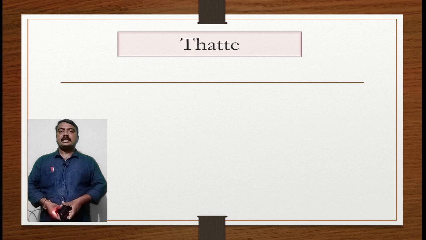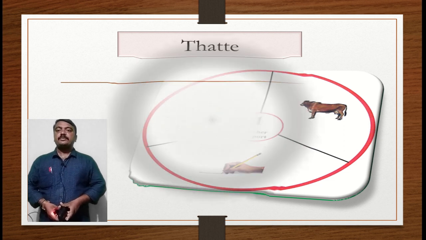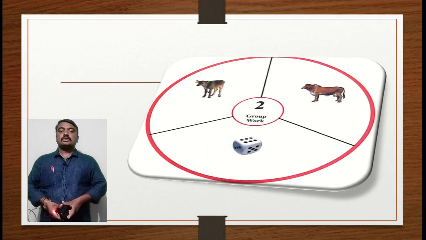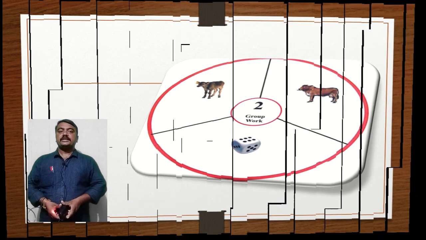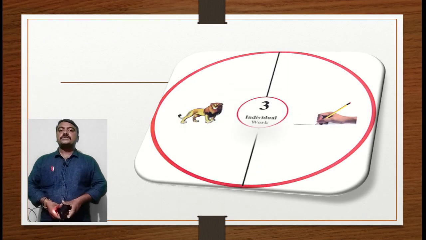In the first tatte, activities are done with the help or support of the teacher, and the logos are a calf, a cow and a pencil in hand. In the second tatte, activities will be assigned in small groups, and you can see the logos on this tatte are a calf, a cow and dice. In the third tatte, children will do their given task individually, and the logos are a pencil in hand and a line.